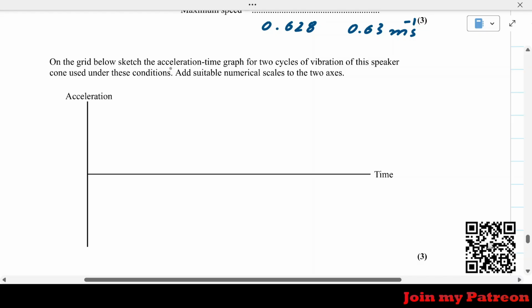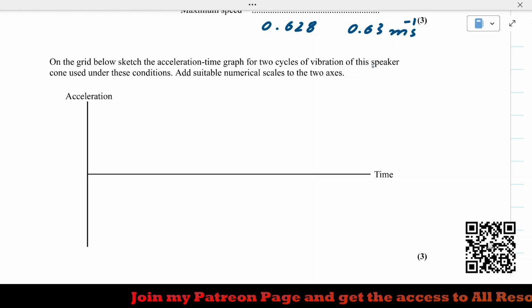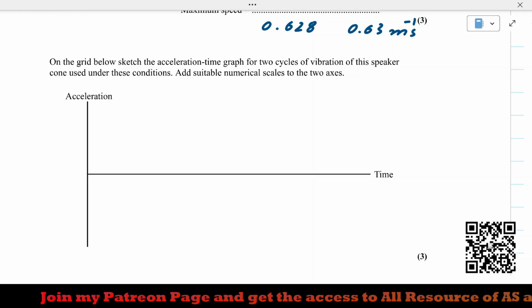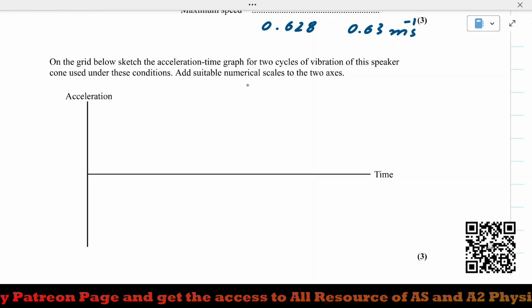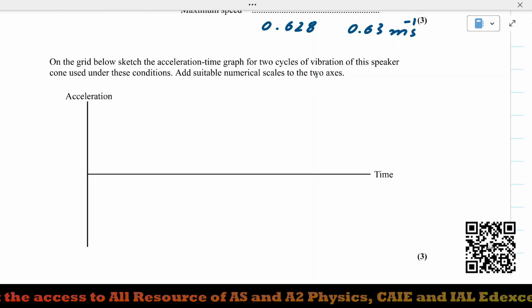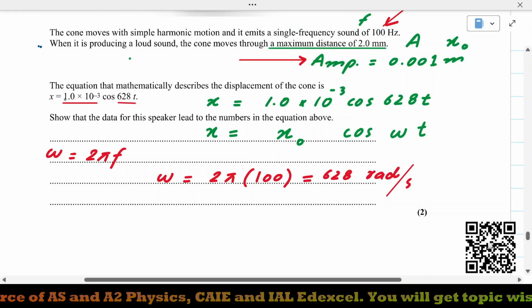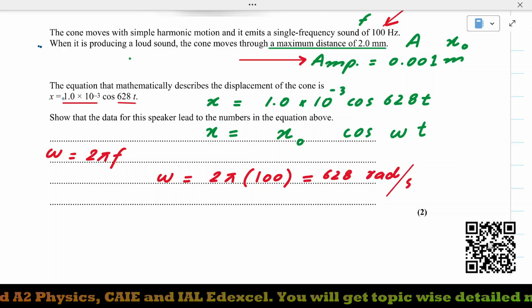On the grid below, sketch the acceleration-time graph for 2 cycles of vibration for this speaker cone under these conditions. Add suitable numeric scales to the 2 axes. So this is the expression for displacement. I'll use this one.